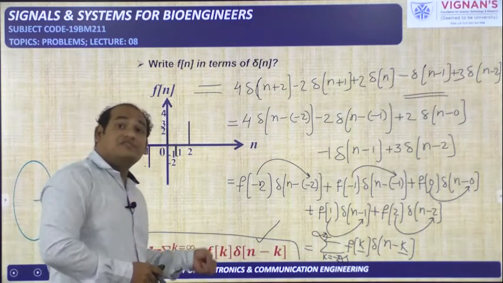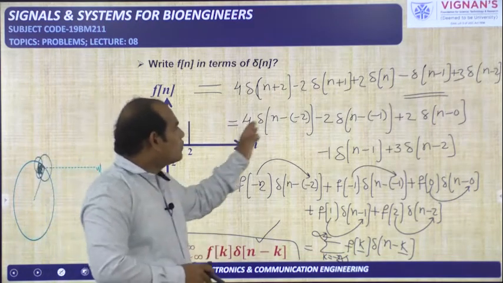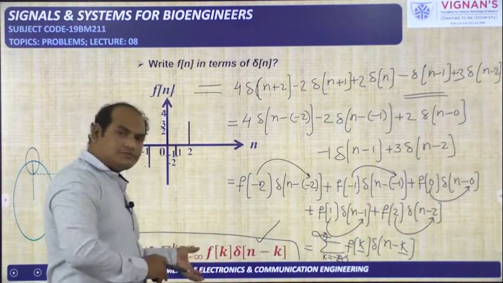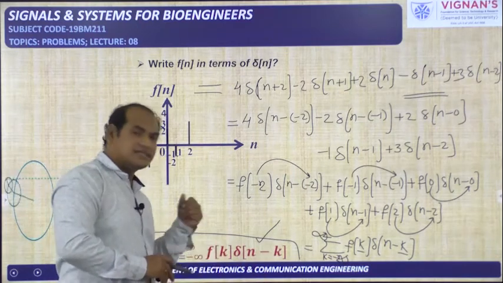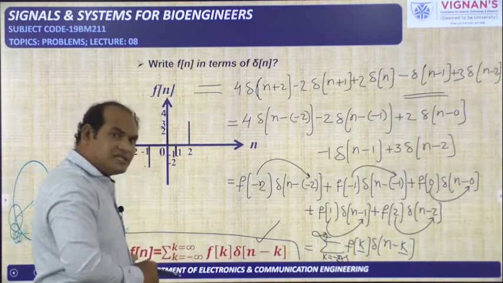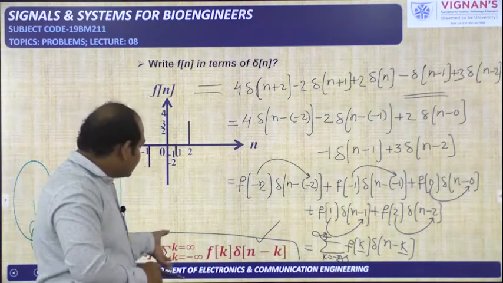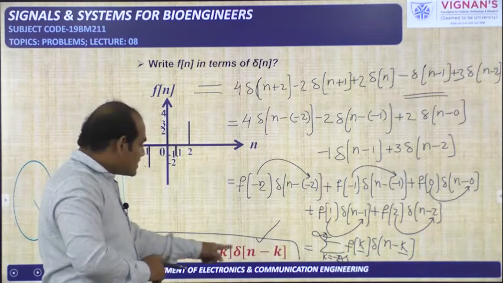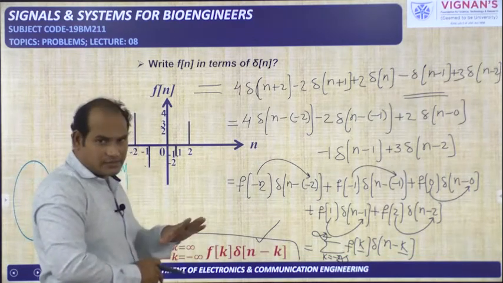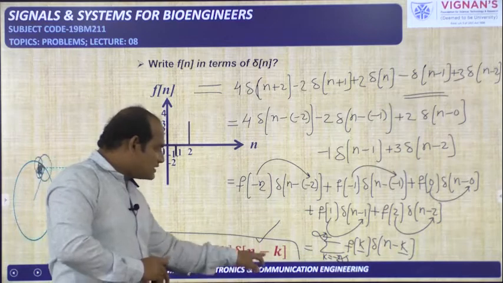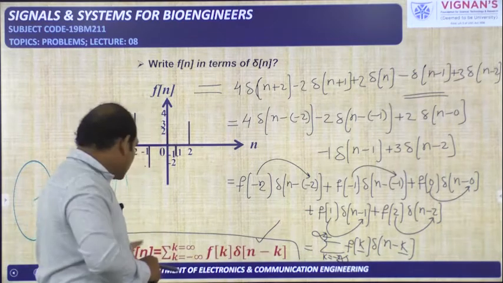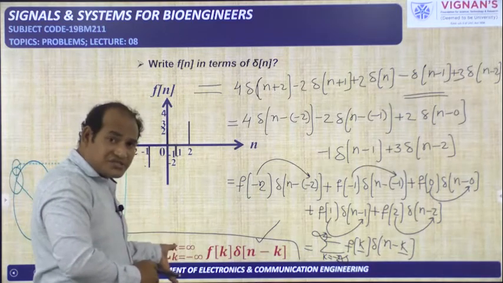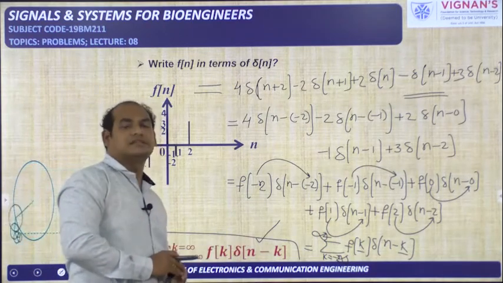Okay, f of k is nothing but the weight. That weight can be 4, minus 2, 2, minus 1, 3. That is the weight, so we call them weighted shifted impulse signals. Any discrete time signal can be represented as a discrete summation of these products. So any discrete signal can be represented as a discrete summation of weighted shifted unit impulse signals.